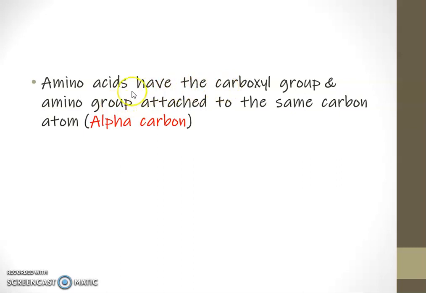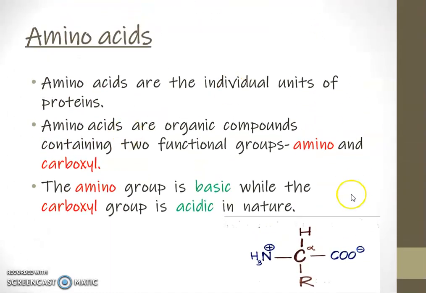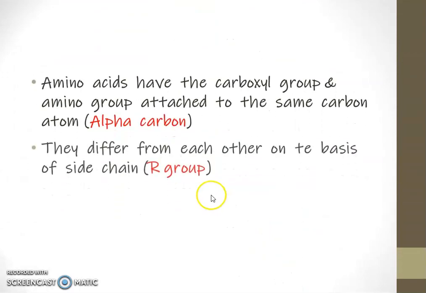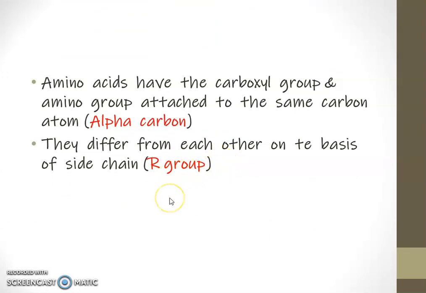Amino acids have carboxyl group and amino group attached to the same carbon atom, which is known as alpha carbon. So this carbon atom is termed as the alpha carbon, where carboxyl group, amino group are attached to the same carbon, and the subsequent carbon atoms in this R group are termed as beta, gamma, delta and so on. They differ from each other on the basis of side chain, as we have already said.